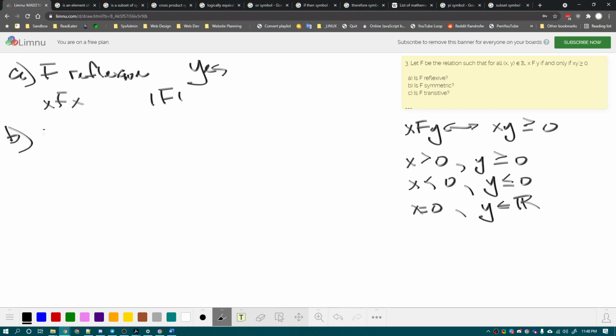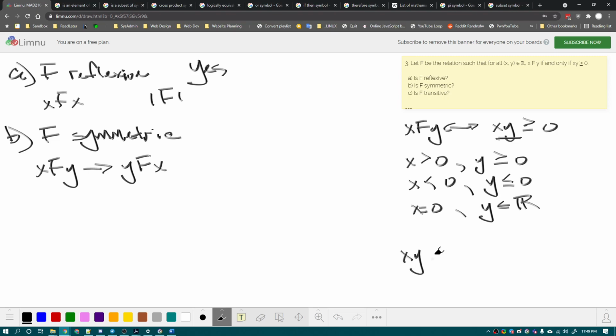Well, how about is f symmetric? F is symmetric if x is related to y through f, then y is related to x through f. In other words, the order doesn't matter. Our key for this is x times y. Now we all know that x times y is equal to y times x. In other words, the order doesn't matter. So I would say yes.